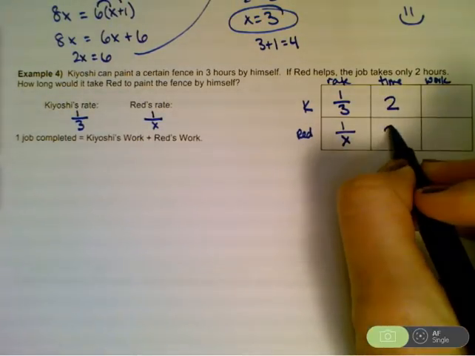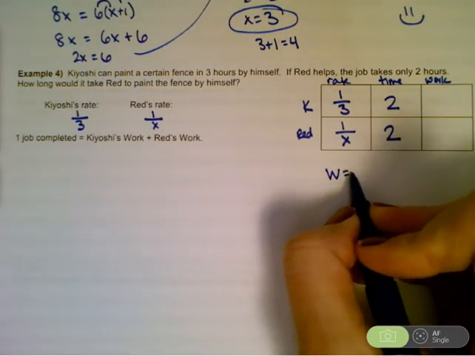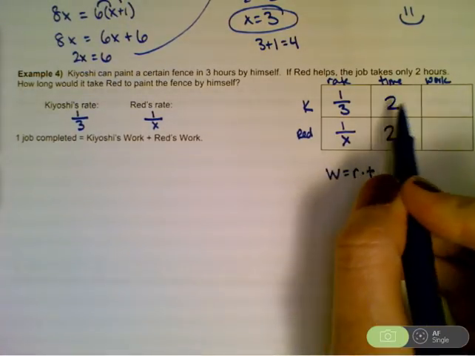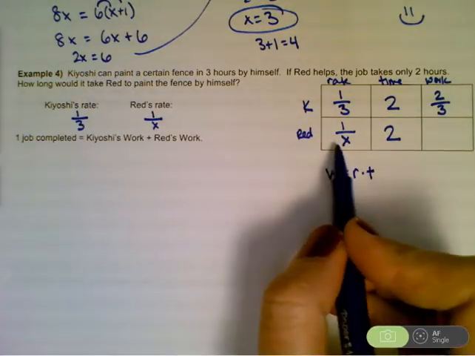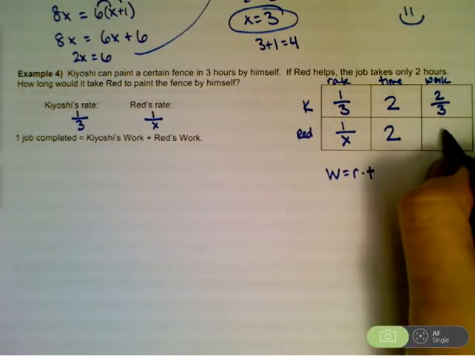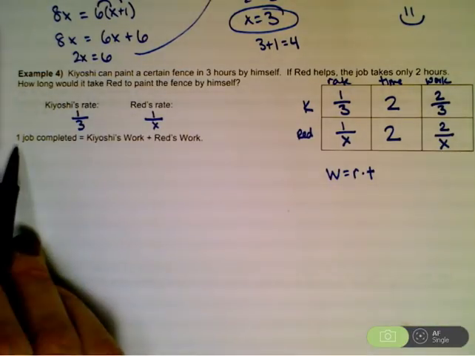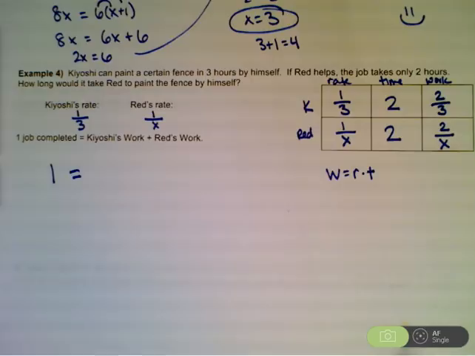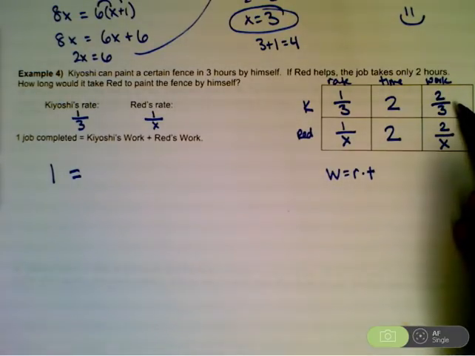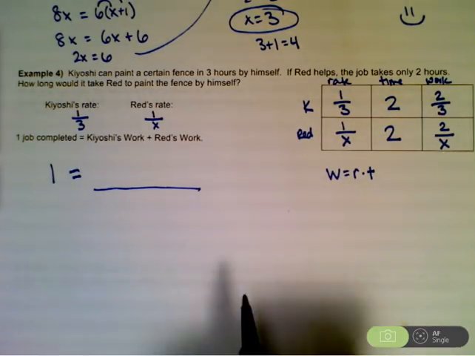Together, it takes them 2 hours. And work, again, is always rate times time. So I'm going to multiply 1/3 times 2 and get 2/3 there. That's how much of the job Kiyoshi's going to do. Red, 2 times 1 over x is 2 over x. So then when I set up my equation now, I have one job completed equals Kiyoshi's work plus Red's work. So you fill that in, find your least common denominator, solve it.